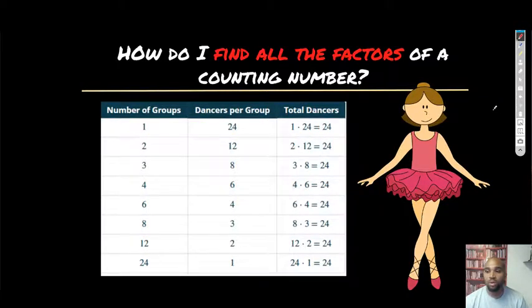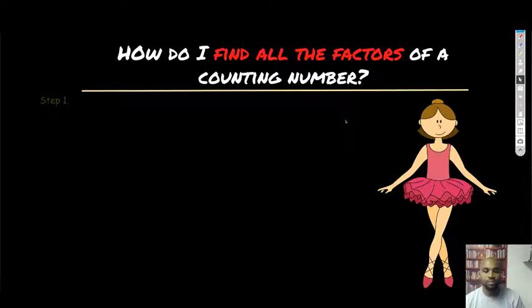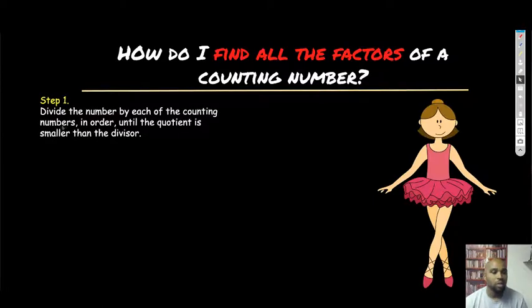So let's do some more practice and break it down by definition of how to do it. So step 1, here's how we could find it. First, we can divide that number we're looking for by each of the counting numbers in order until the quotient is smaller than the divisor, which we'll show. We'll actually use 72. So we'll try that here in a second.